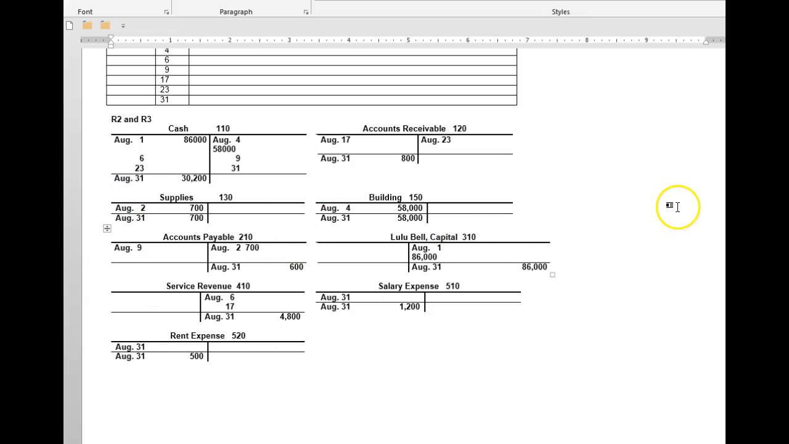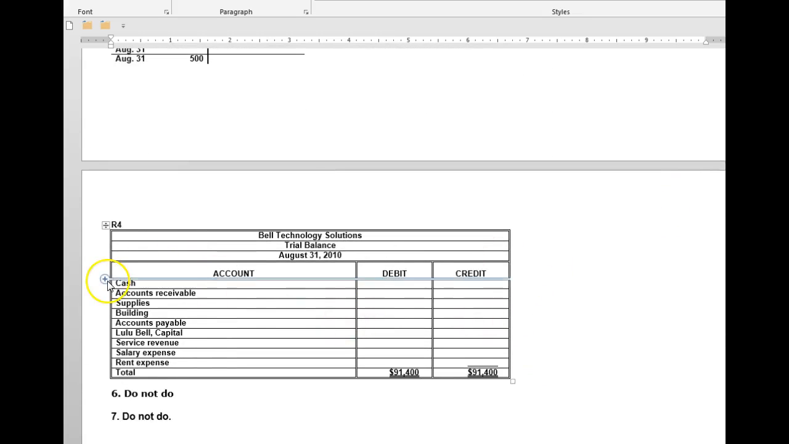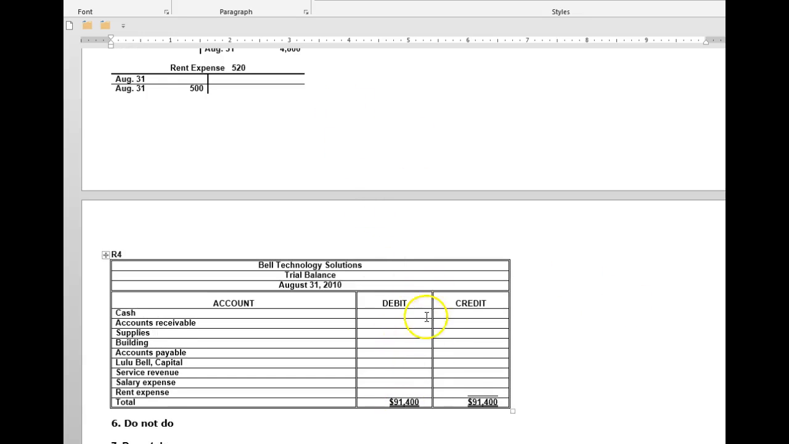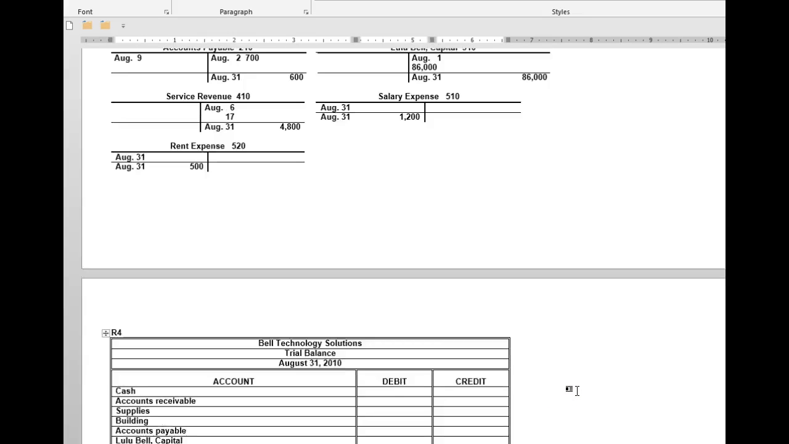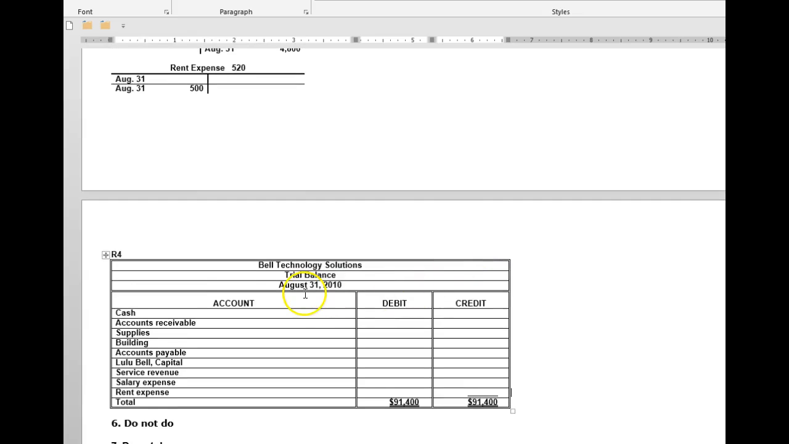So once you get this filled in, you would take this and pull it all down to these accounts and put them in as debit balances or credit balances, whichever. They should total up and balance at $91,400. If you've done this correctly up here, that's what you will have. And the only reason you actually do a trial balance is to know that your accounts are in balance.